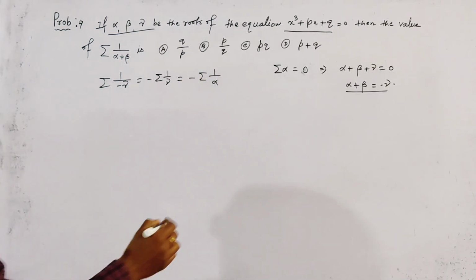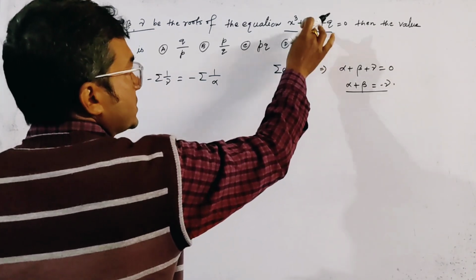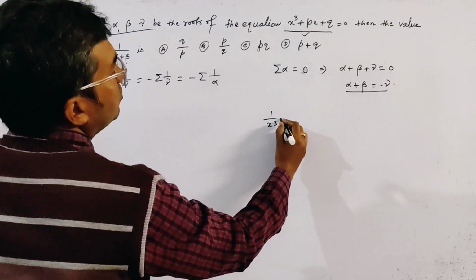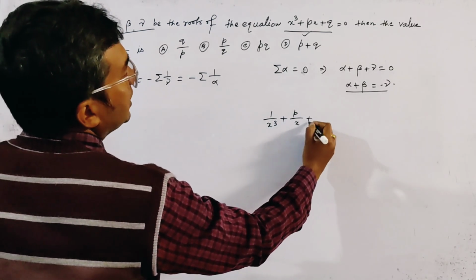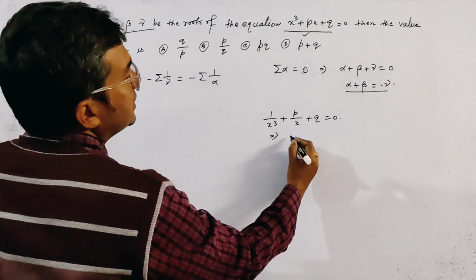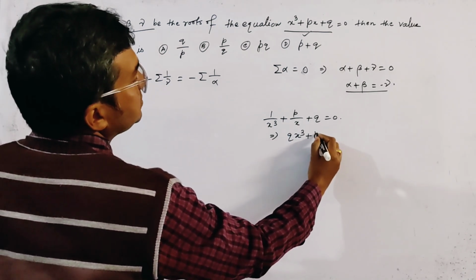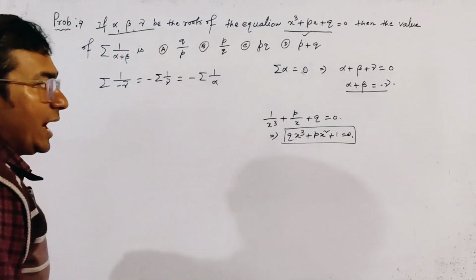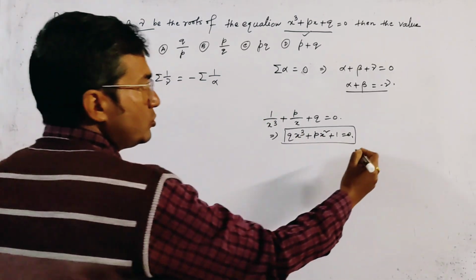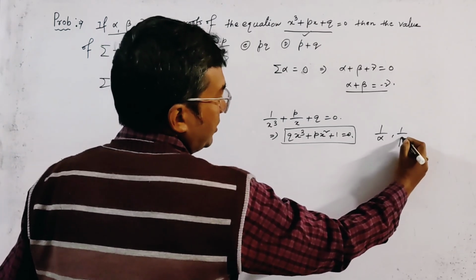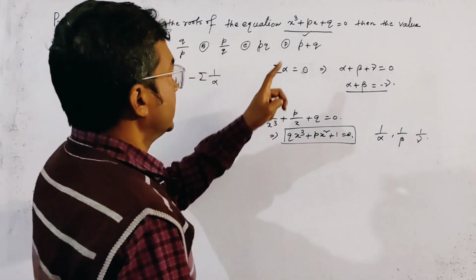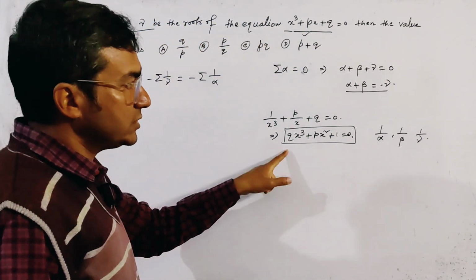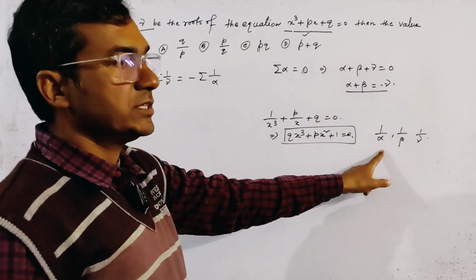Now if we replace x by 1 by x in this equation, we get 1 by x³ plus p by x plus q equal to 0, and this relation gives q x³ plus p x² plus 1 equal to 0, right? And for this equation we know that the roots are obviously 1 by alpha, 1 by beta and 1 by gamma. Since the roots of the original equation are alpha, beta, gamma, and we replace x by 1 by x, we get this relation, and this relation has these roots.